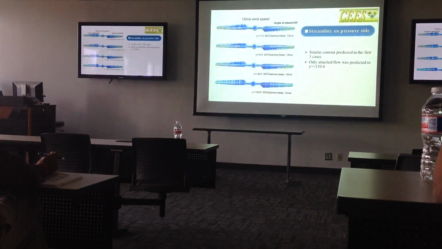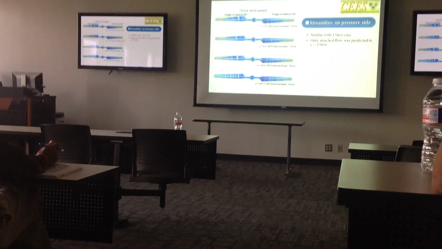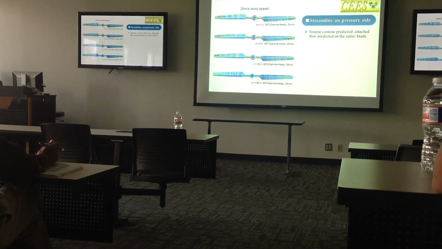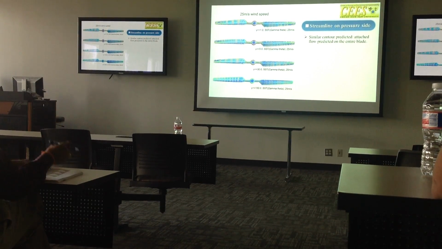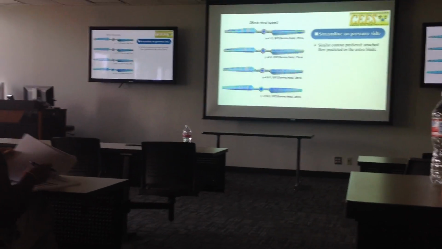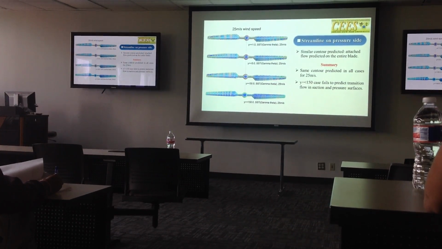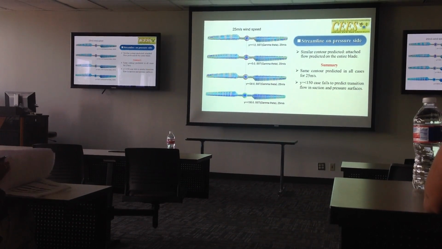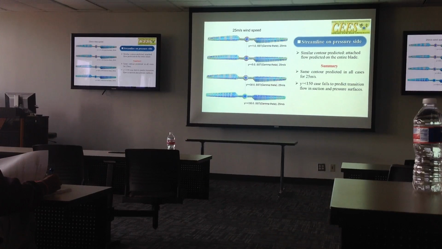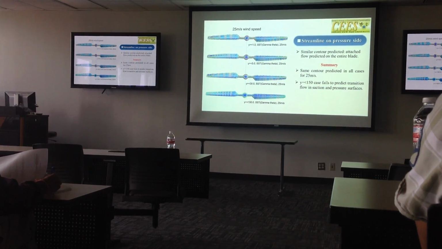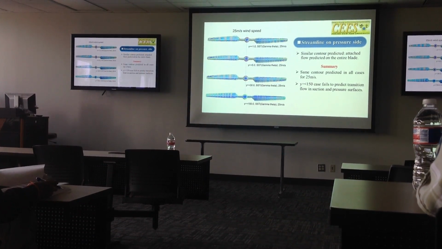Also seen in the last case, no transition predicted, and for the 15 meter per second case, similar to the 30. And for the 25 meter per second case, since it's totally separated, detached, no transition is predicted in all the cases. So we make a little summary for this parameter. We found the same contour predicted in all the cases except the 25 meter per second case, and for the last y plus case, y plus less than 150, it failed to predict the transition flow on both the suction side and the pressure side.